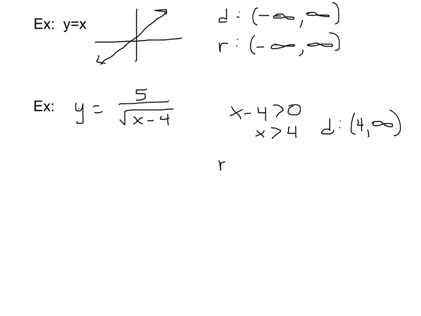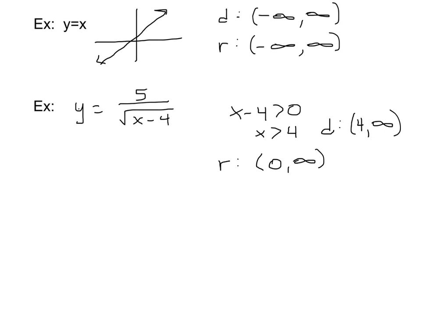Our range is a little bit different. The fraction has a constant in its numerator, so we know that that fraction will never equal 0, because the only way a fraction equals 0 is if the numerator equals 0. And we also know that that square root is going to be a positive value. So that means that our y values are going to start at 0 and go on to positive infinity.